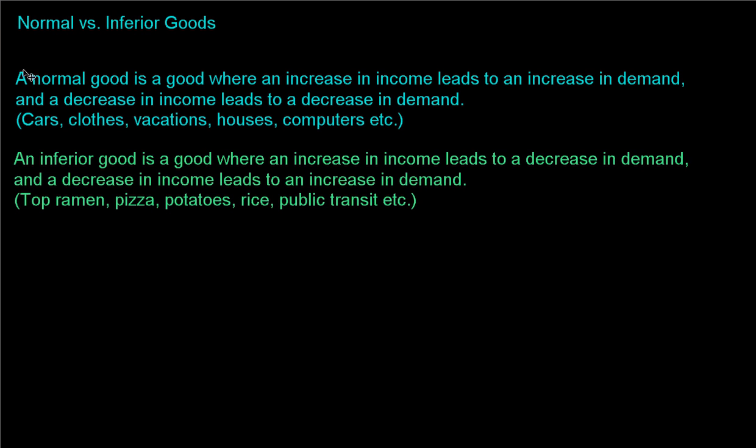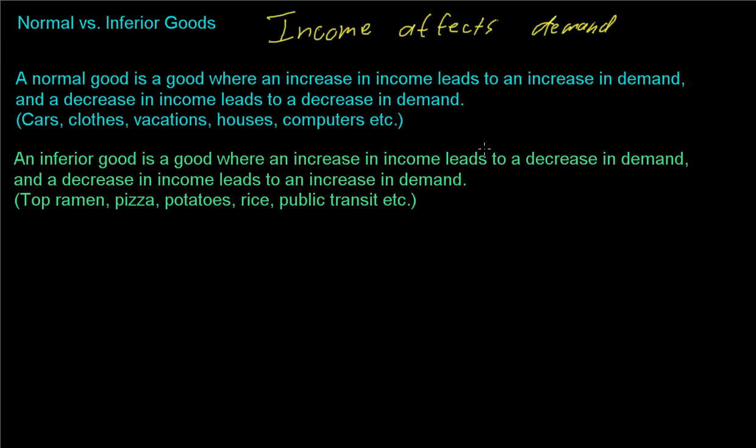So in this video I want to explain what a normal good is and what an inferior good is. The first thing I want to say is that whenever we're talking about normal or inferior goods, we're talking about income. So we're talking about how income affects demand. And income is such a special thing in economics that we always include it when we're talking about the demand for a good.